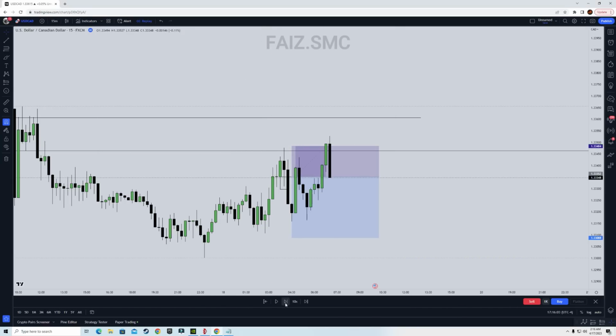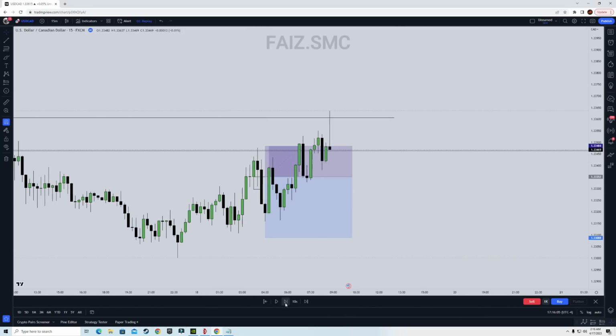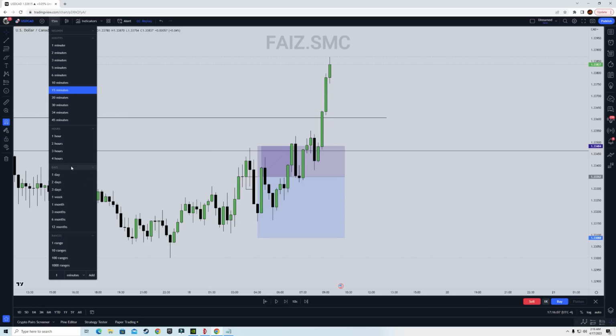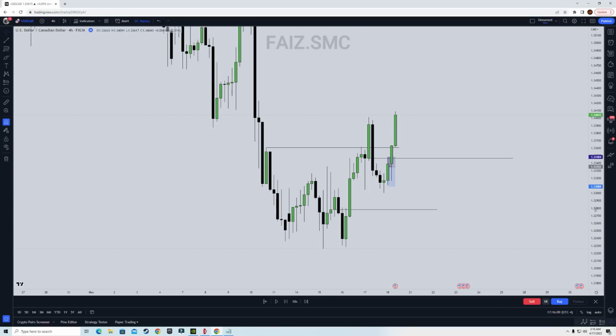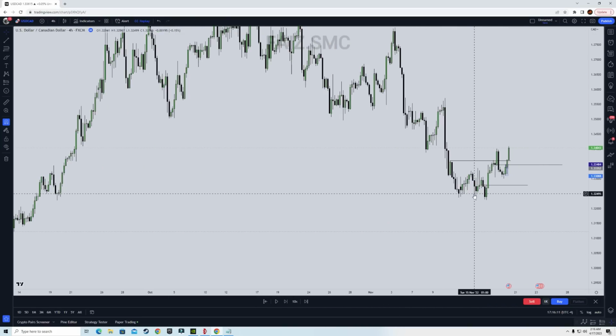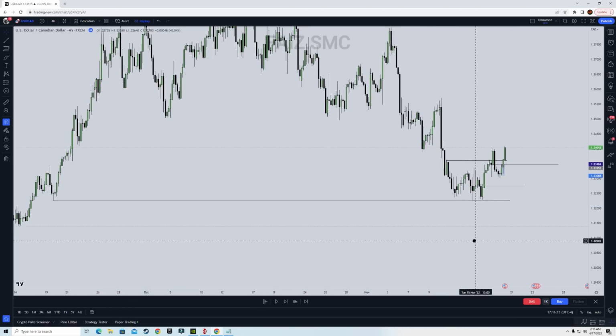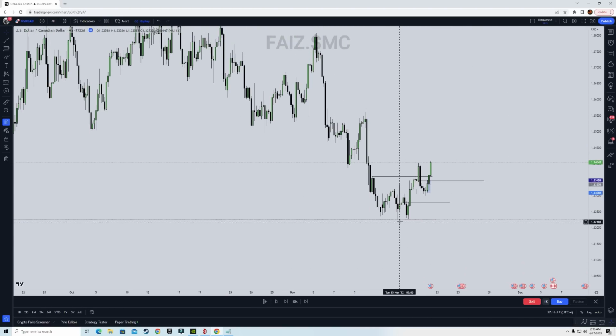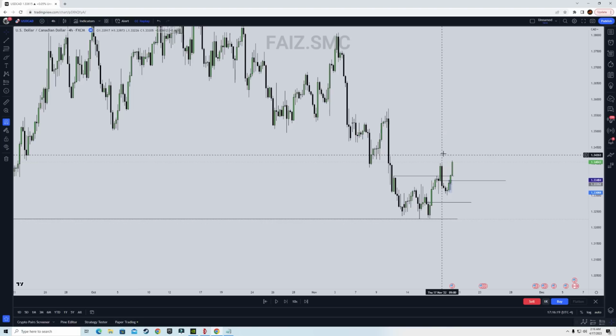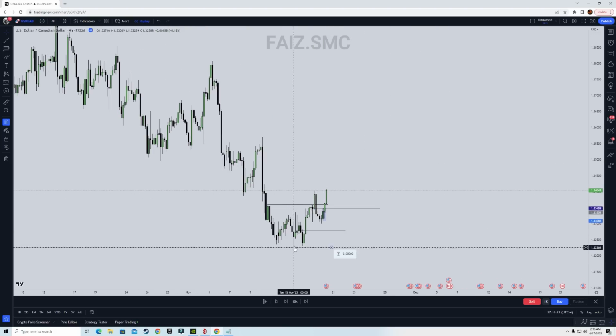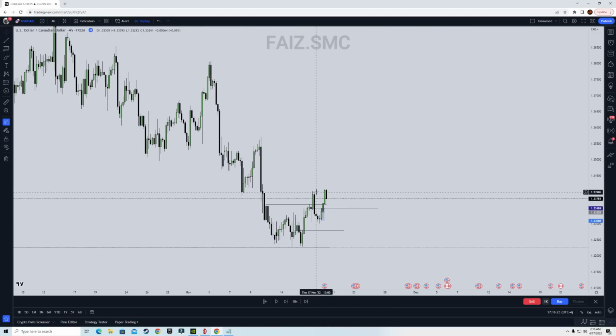So let's see if price comes back and gives us another shift in market structure, but no, it does not. So what is happening here? I want to analyze this price action. So we took out, okay, we did not take out these. Okay, we actually did take out this low. And what I'm seeing here is another break of structure right there.